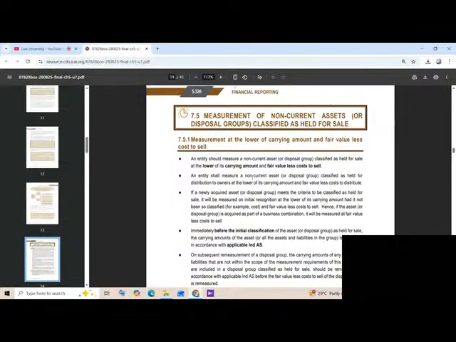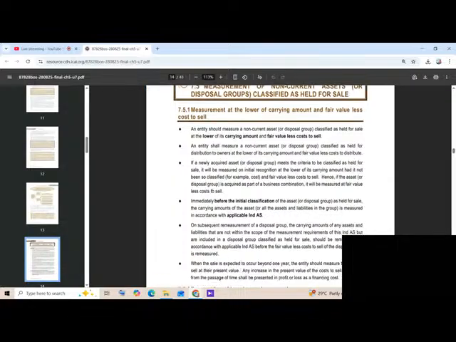Measurement of non-current assets or disposal groups classified as held for sale. Measurement at the lower of carrying amount and fair value less cost to sell. An entity should measure a non-current asset classified as held for sale at the lower of its carrying amount and fair value less costs to sell. An entity shall measure a non-current asset or disposal group classified as held for distribution to owners at the lower of its carrying amount and fair value less cost to distribute.